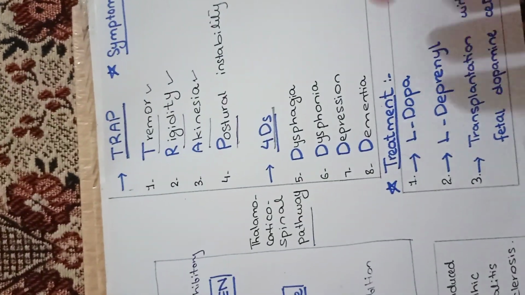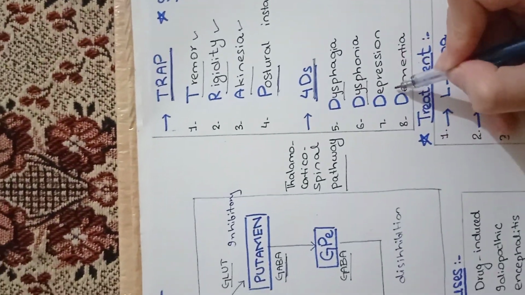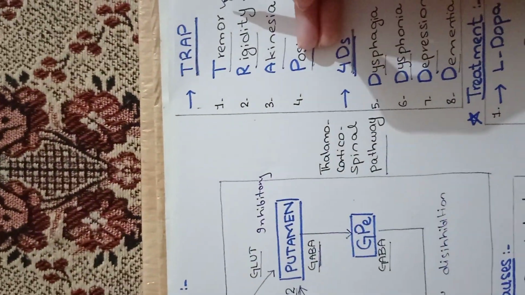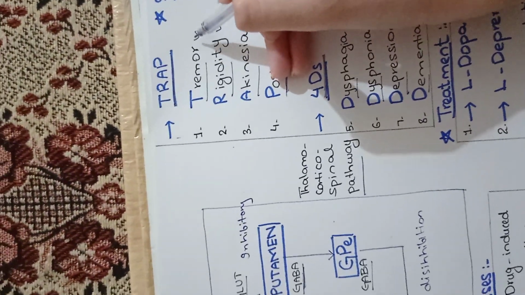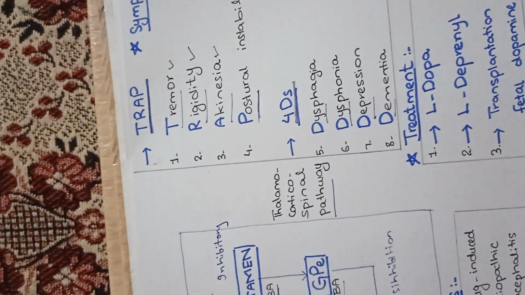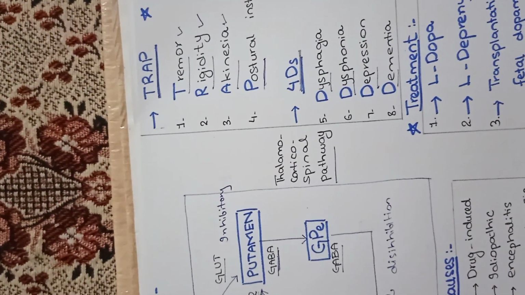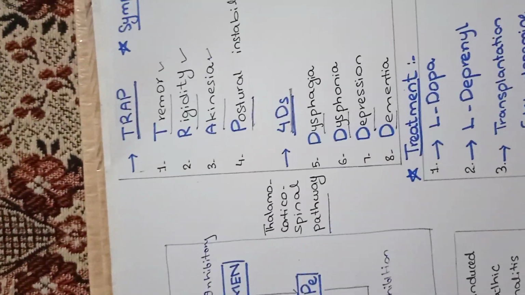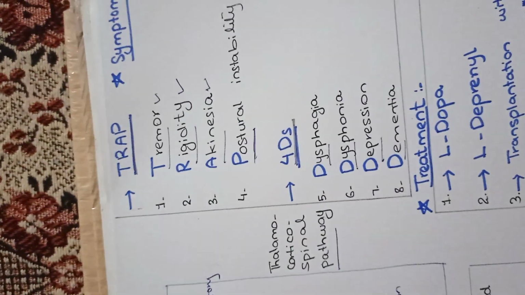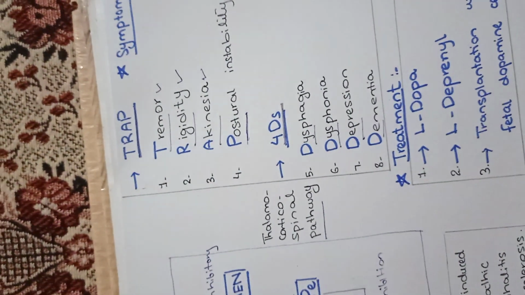Okay, the other symptoms you can learn from the 4Ds of Parkinson's disease: dysphagia, dysphonia, depression, dementia. Dysphagia is difficulty in swallowing; dysphonia is difficulty in speaking. Now you should remember that the tremor occurs during all the waking hours, and it disappears during sleeping, and also when the person performs voluntary movements. And the rigidity or hypertonicity develops on the contralateral side of the body, and the akinesia or bradykinesia is due to difficulty in initiating movements.